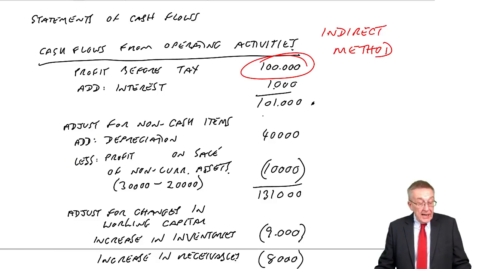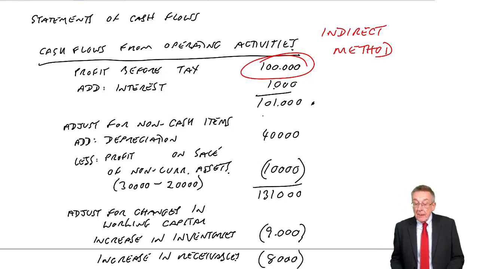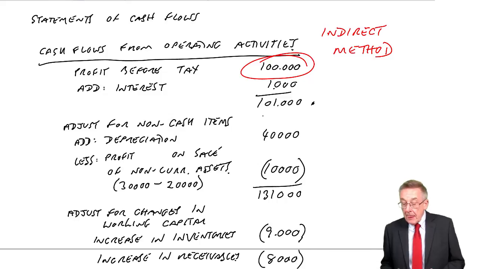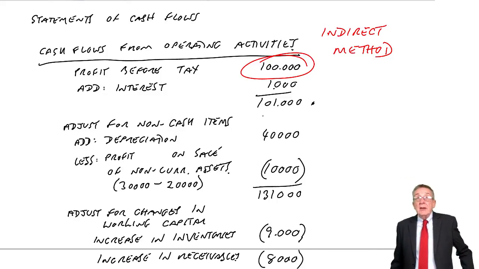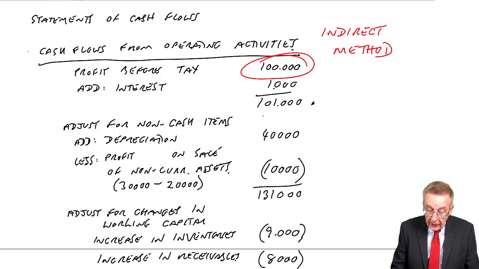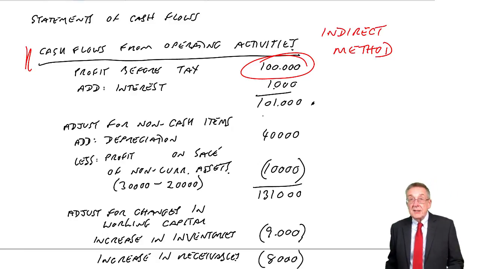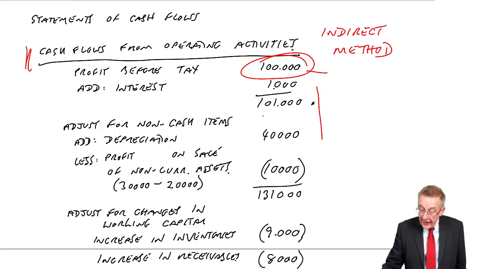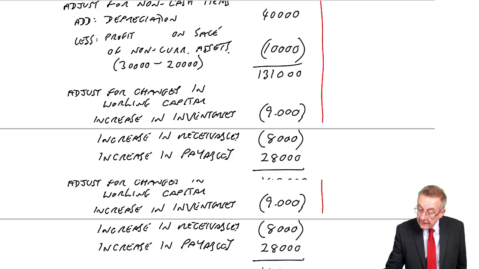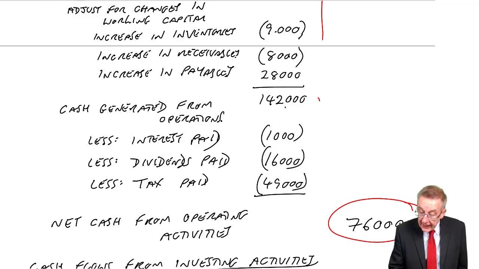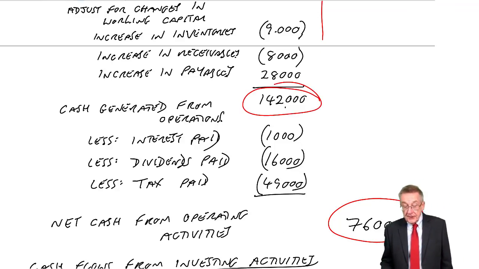All right, in the last lecture on statements of cash flows, we went through that full example and produced the full statement. And as I said at the end, the method we'd used is called the indirect method. In that, when we got the cash flows from operating activities, we started with the profit before tax, made various adjustments to end up with the cash generated from operations.